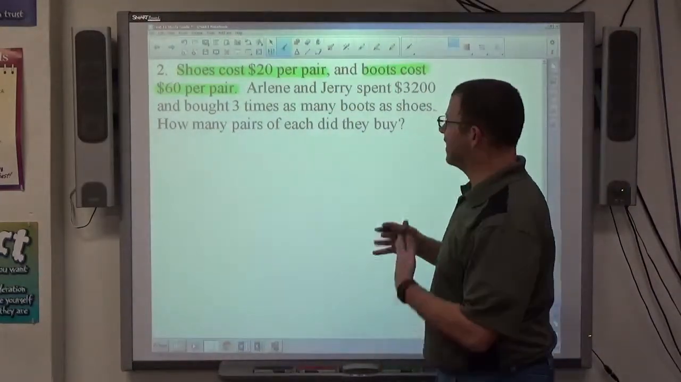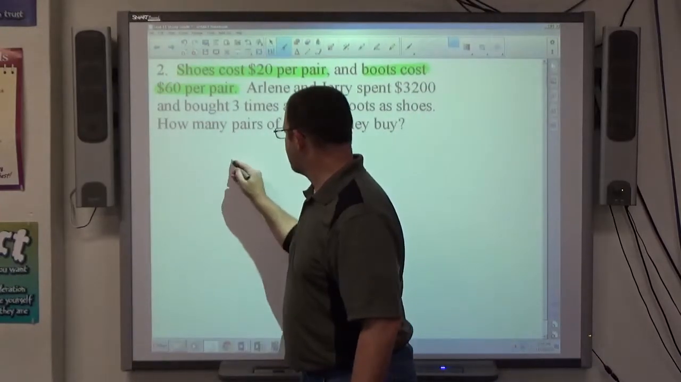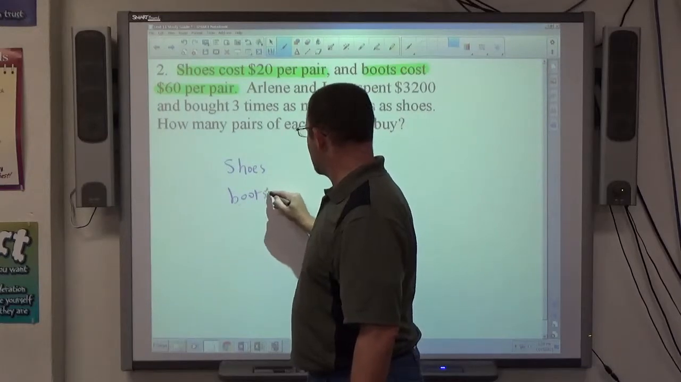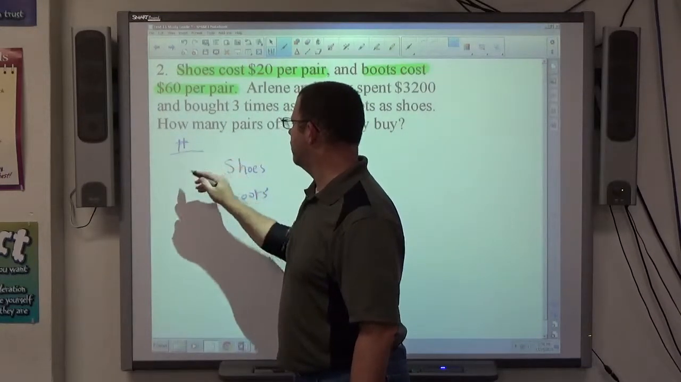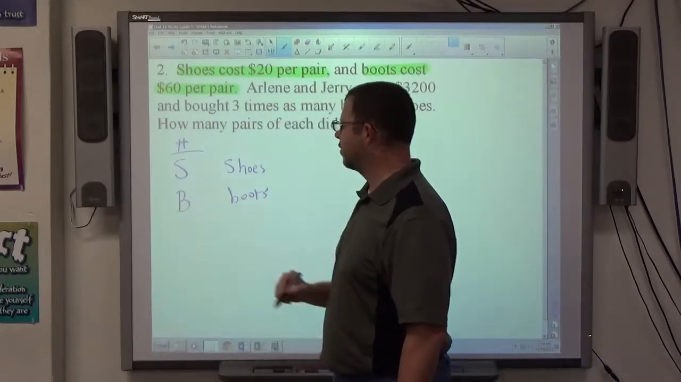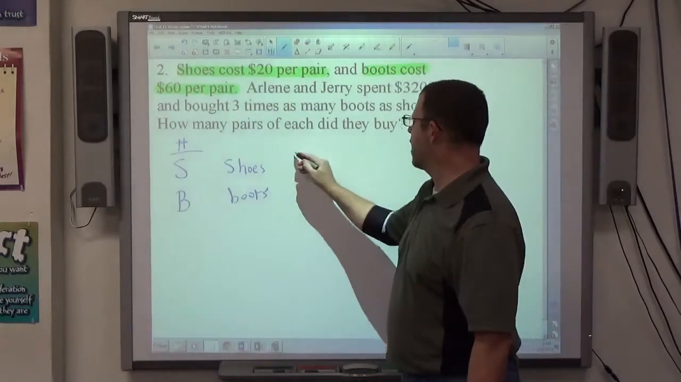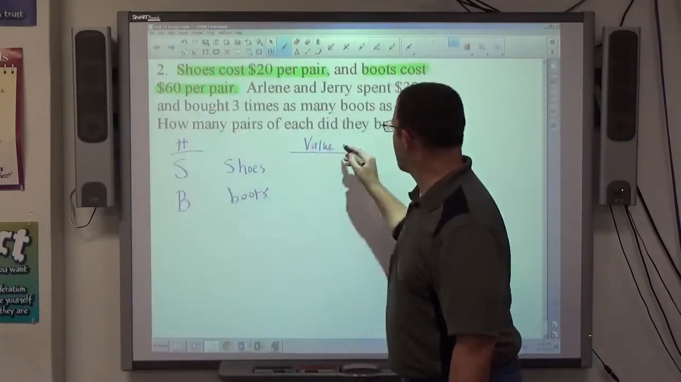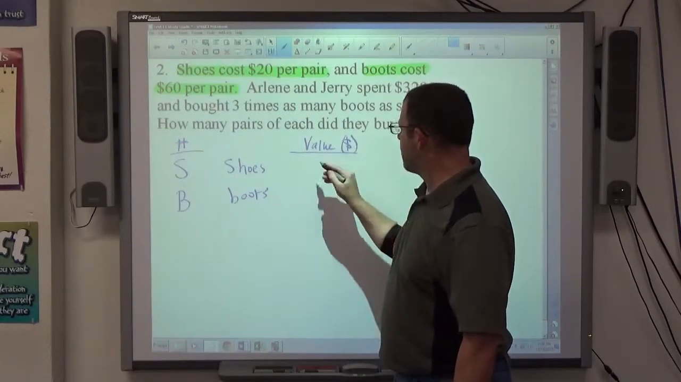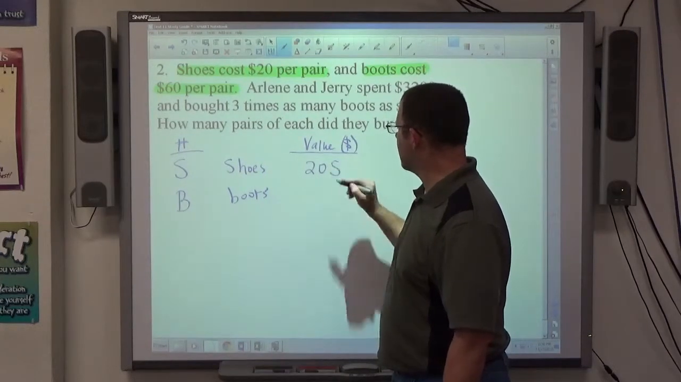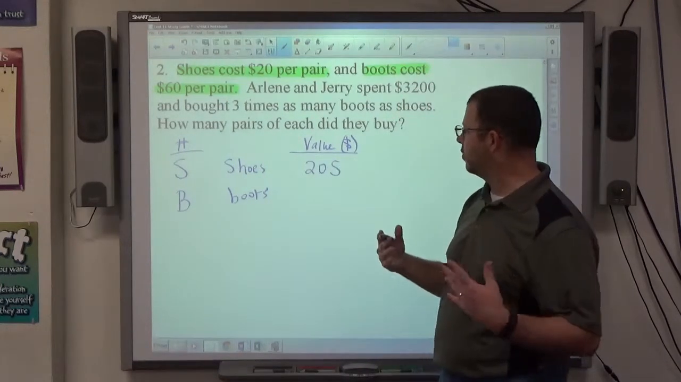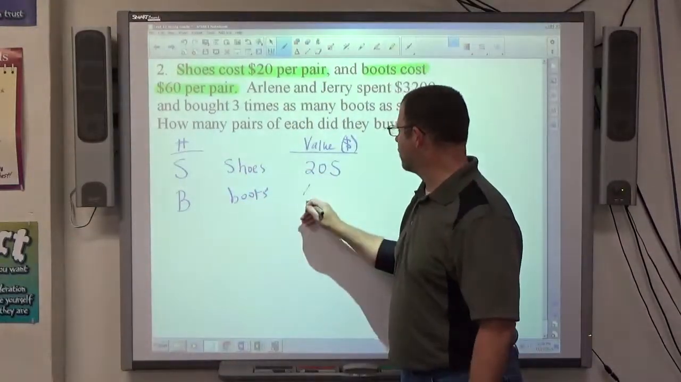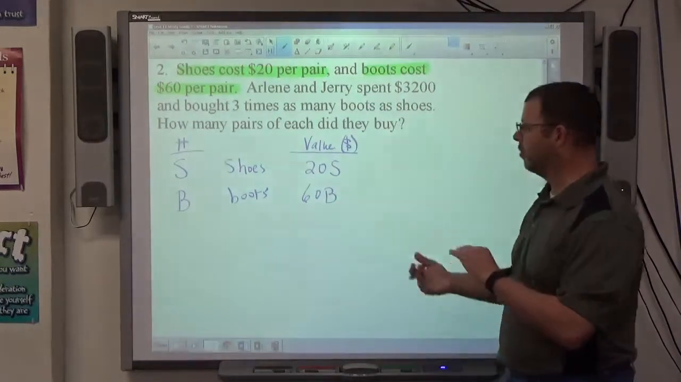First thing I would do, since I can see it's a value-related problem, is I'm going to put my categories of shoes and boots here. And I want to figure out number of things using variables to represent those things. So S for shoes, B for boots. And then I want a value. And value we can see is given in dollars per pair, so value is given in dollars. Every pair of shoes costs $20. We bought S of them, so 20 times S is how much value the shoes are. And then each pair of boots is $60. We bought B of them, so 60 times B represents the value of all the boots we bought.